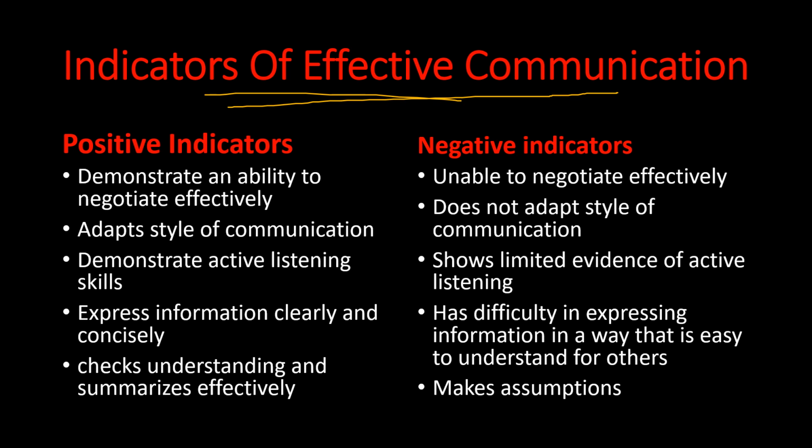So indicators of effective communication are positive indicators and negative indicators. The positive indicator is that you demonstrate an ability to negotiate effectively, not ineffectively. You should negotiate according to the scenario, according to the role player's mood, and you should observe all the things. The negative indicator is being unable to negotiate effectively. And a positive indicator is adopting a style of communication, as I told you: body language, tone, facial expression, your hand movements, the style of your sitting, how you sit. If you fail this, you may lose the mark.